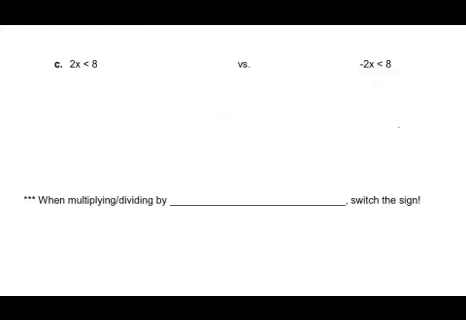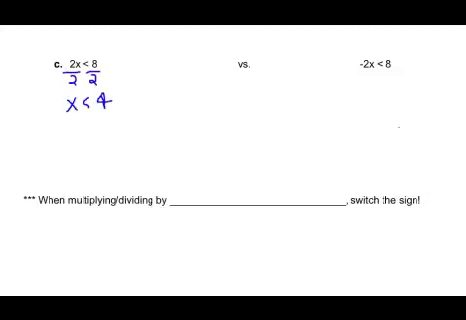Now I want to look at two other inequalities. We have 2x is less than 8 versus -2x is less than 8. We want to see what the difference is between these two inequalities. In order to solve, we want to get the variable isolated by itself on one side of the inequality sign. So we're going to solve it just like we would an equation. In this case, we want to get x by itself, so we divide by 2. So we have x is less than 4.